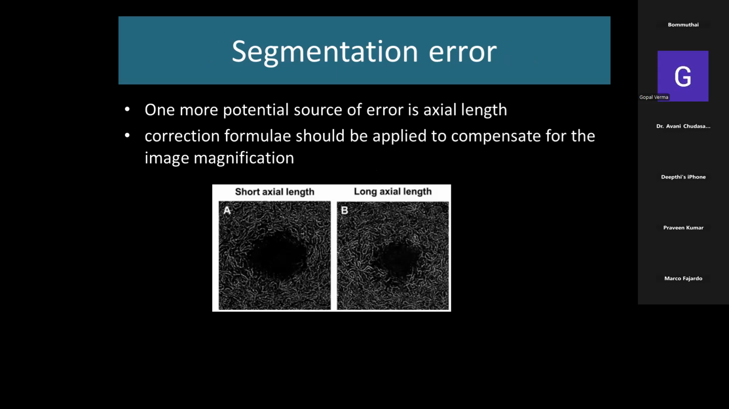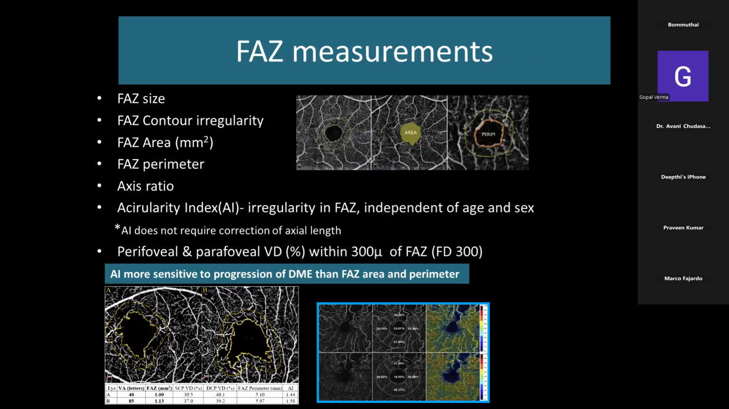Another important thing is, if you see a short axial length, you tend to see larger FAZ areas. If you see a long axial length, you tend to see smaller areas. So you need to apply a correction formula for long and short axial lengths. If you look at the FAZ measurements, what we need to look at is the size of the foveal avascular zone, the contour, whether it is regular or irregular, the area can be measured, and even the perimeter can be assessed.